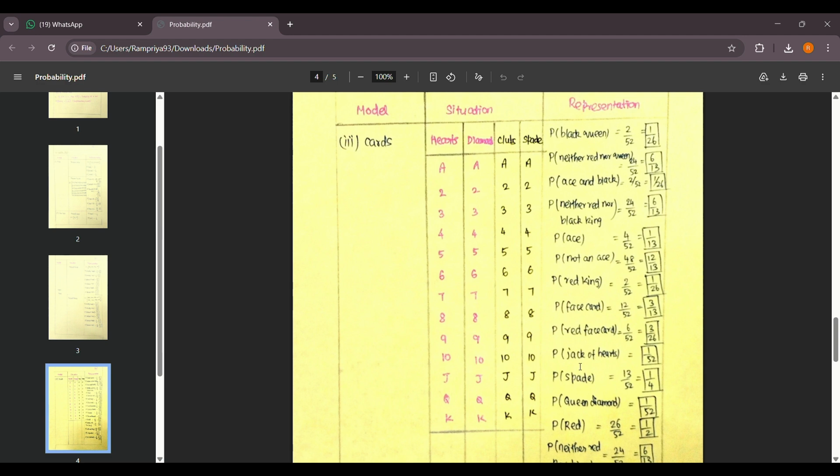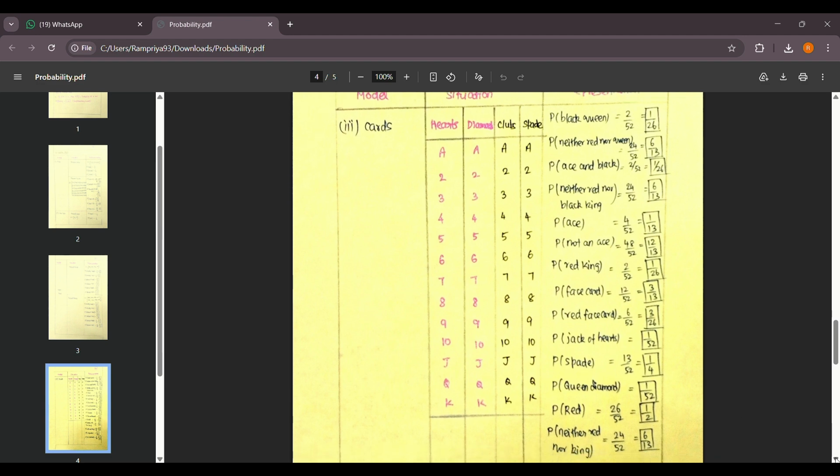So like this, if you see face cards, another important concept which I want to tell here is face cards. Face cards is nothing but jack plus queen plus king. Everything put together. So you can see here you have 12 face cards. Red face cards is 6. Black face cards is 6. So probability of red face card is 6 by 52. Probability of face card is 12 by 52. Out of which red face card is 6 by 52. Black face card is 6 by 52. So like this you have to do the calculations.